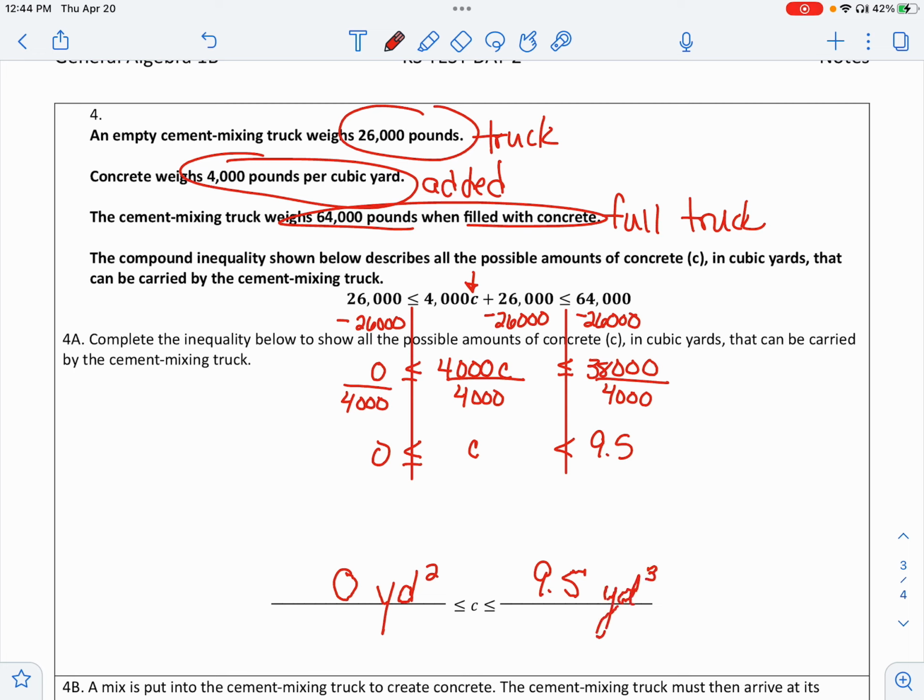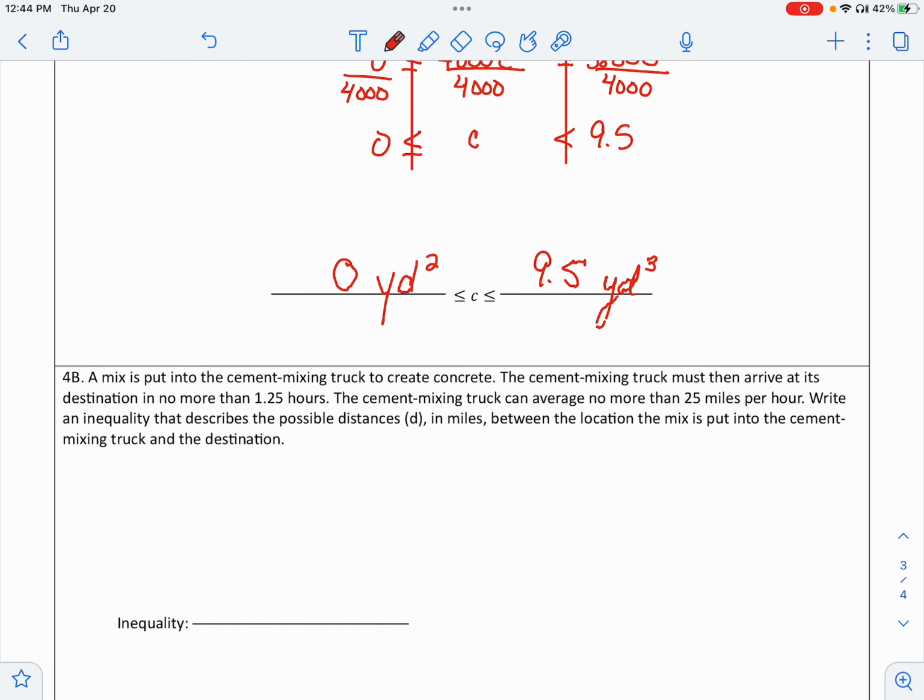I'm sorry, the pen is absolutely dying. I'm going to go ahead and get a charge going on that. Part B. A mix is put into the cement mixing truck to create concrete. That in and of itself was enough of a sentence to make me not want to read anymore. But because we're going to earn these points, we're going to read it. We're going to follow through. All right, I just had to plug in my pen. So sorry if you heard that disaster.